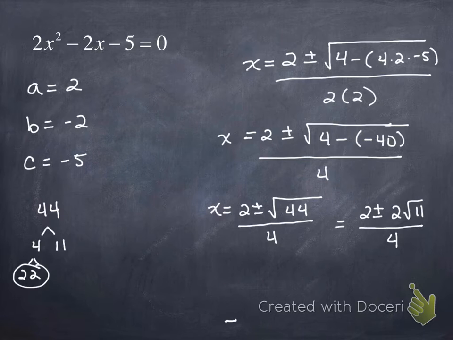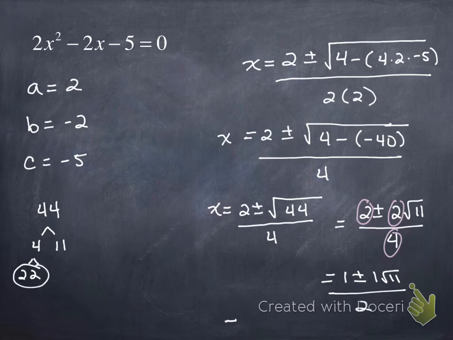Now we're going to examine these outside numbers here, and we're going to say, hey, 2, 2, and 4 all share a common factor, and that common factor is 2. So we're going to divide each of them by 2. And then I have 1 plus or minus 1 root 11 over 2. That's my final answer. If you really wanted to clean it up, that 1 in front of the root 11 is not necessary. So the cleanest version of this would be 1 plus or minus the square root of 11 over 2.